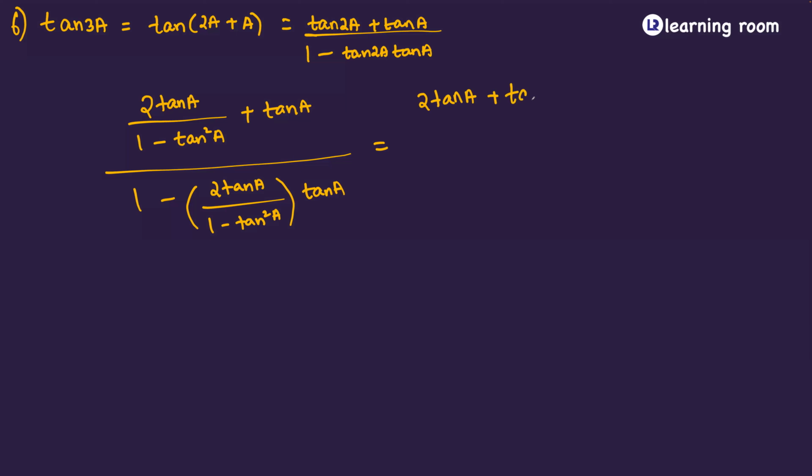So it is going to be tan a minus tan cube a basically. Just to explain it again, this tan a is getting multiplied with each term. Tan a into 1 minus tan a into tan square a. That's what I wrote there.